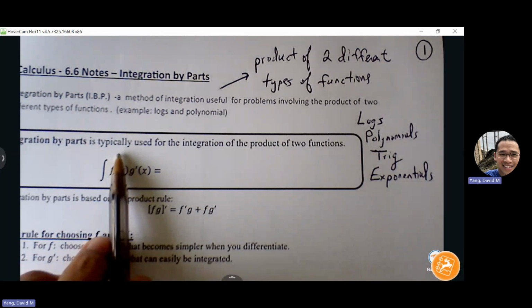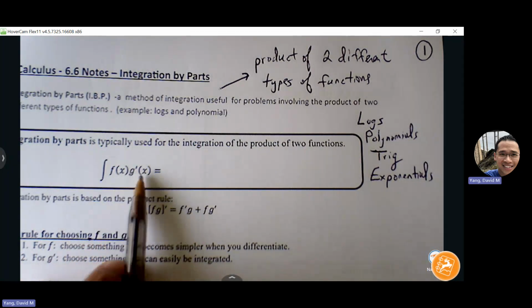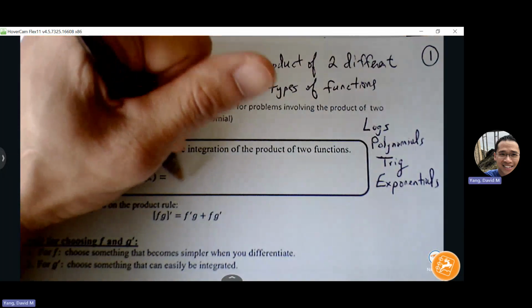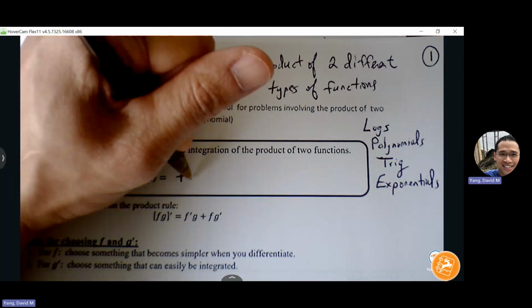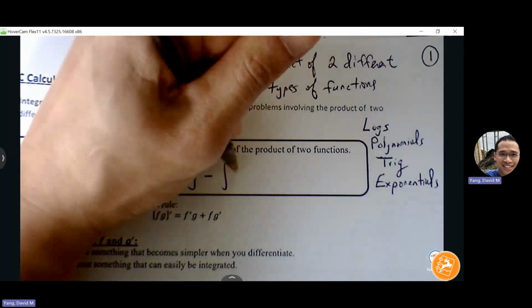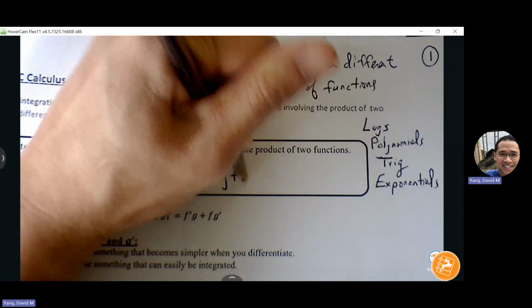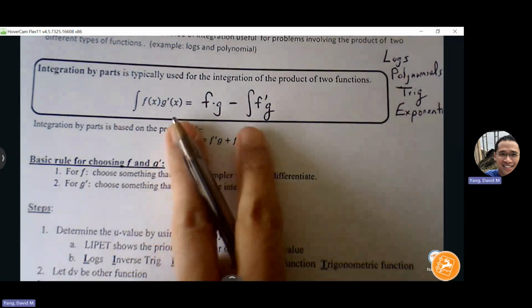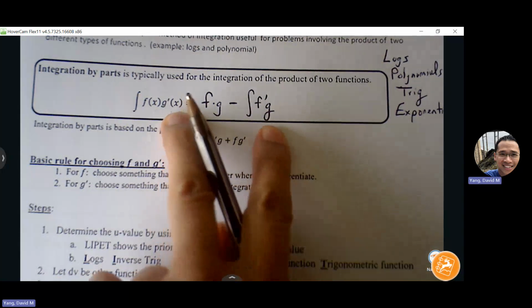So integration by parts is if I have two different types of functions and I'm going to treat one as f and the other as g prime. Okay. And here's how I'm going to move forward with this. I'm going to say f times g minus the integral of f prime g. Okay, so this is a rule that we have to be able to memorize and be able to use.